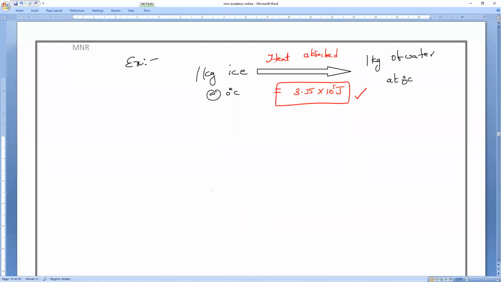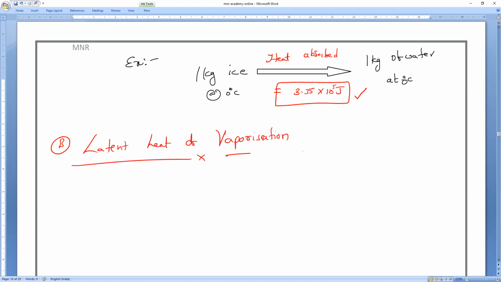Okay. Next, second one. What is that, guys? Latent heat of fusion over. Next one is what? Latent heat of vaporization. Okay. So for example, if you take the boiling point of water, what is the boiling point of water? 100 degrees Celsius. Okay, so write it.